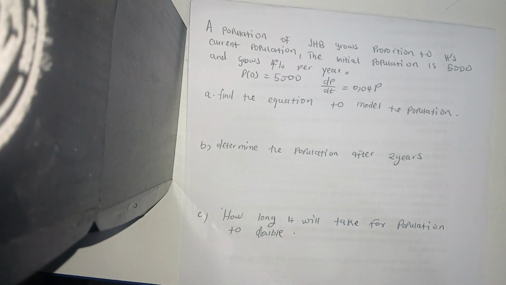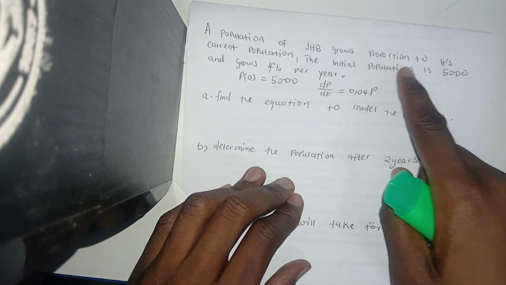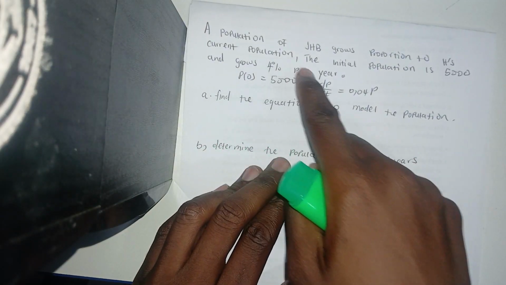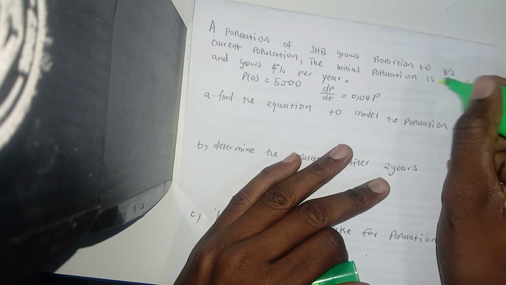Now, let us read the question. A population of Johannesburg grows proportionally to its current population. The initial population is 5,000.